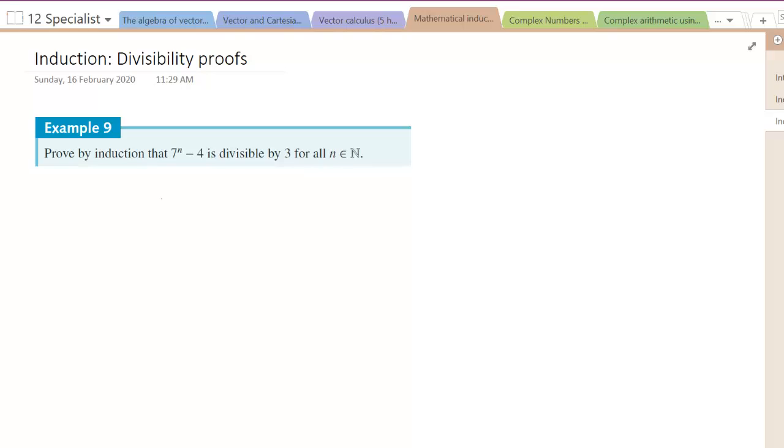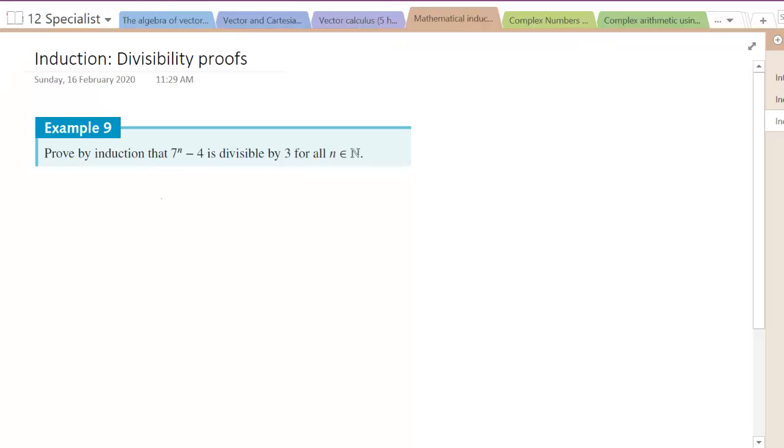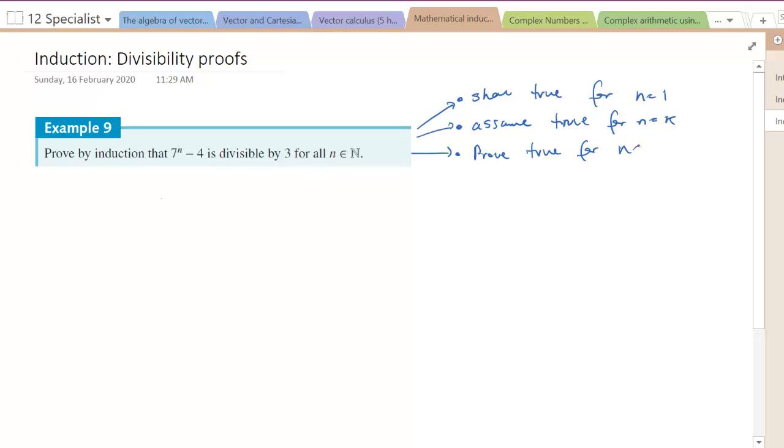In this lesson, we're looking at proof by induction and divisibility proofs. I thought it's probably easiest to go through an example. Now, the idea is that we're still doing the same three things. We're still trying to show that it's true for n equals 1. We want to assume it's true for n equals k, and then hopefully we can prove it's true for n equals k plus 1.